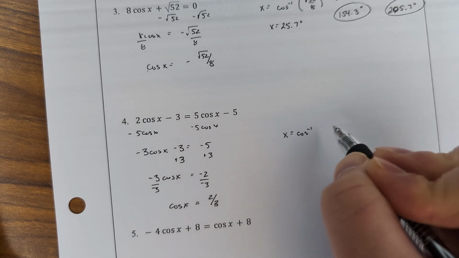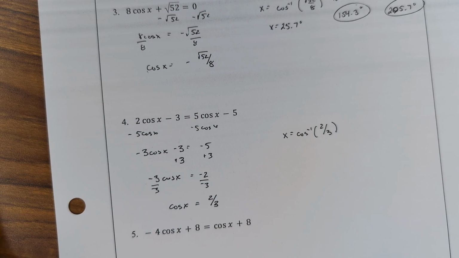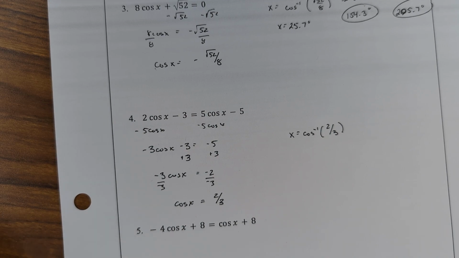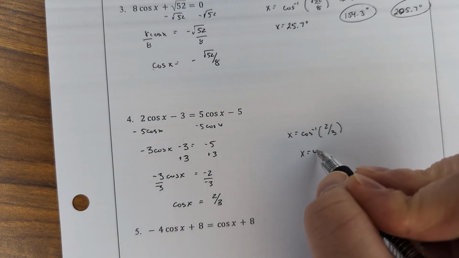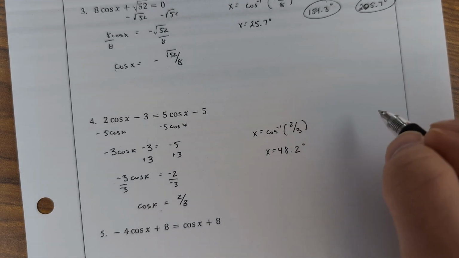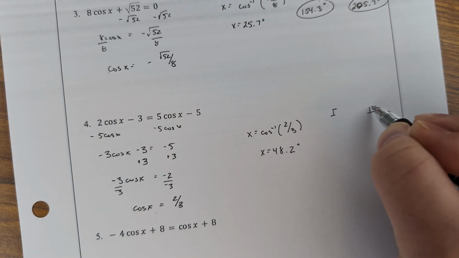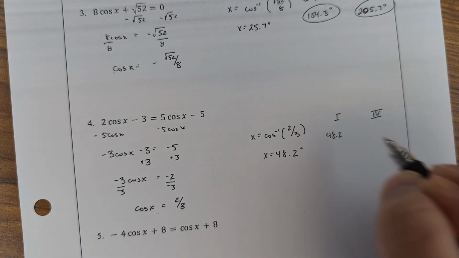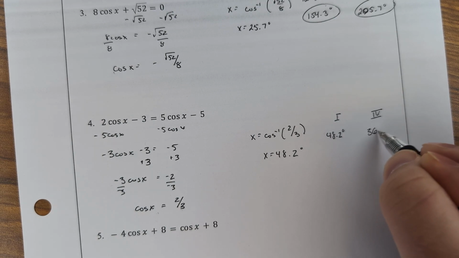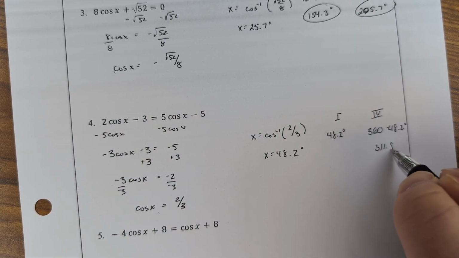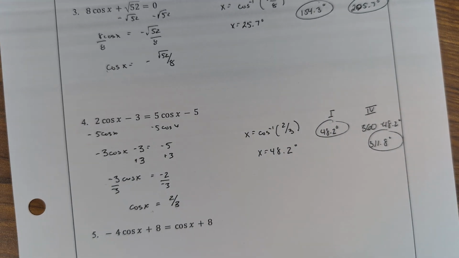Then when we solve, we use our inverse and the absolute value. So the inverse cosine of 2/3 is 48.2 degrees, my reference angle. For cosine being positive, that's either in quadrant 1 or quadrant 4. Remember, these rules are from the previous section. In quadrant 1, it is just my reference angle, so 48.2. And the rule for quadrant 4 is 360 minus my reference angle, so that would be 311.8. Those would be my two solutions.